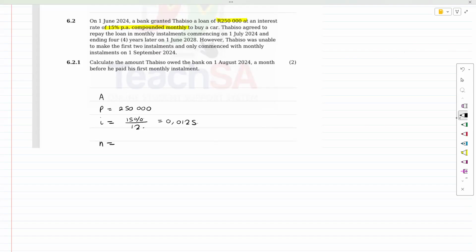Now, this is the problem that we need to deal with. He did not make any payment. Please understand he didn't make any payments, but he was unable to pay for 2 months. So N is 2 payments. A equals P times 1 plus I to the power of N. That's 250,000 into 1 plus 0.0125 to the power of 2. And that's 256,289.06. And that's all there is to this.